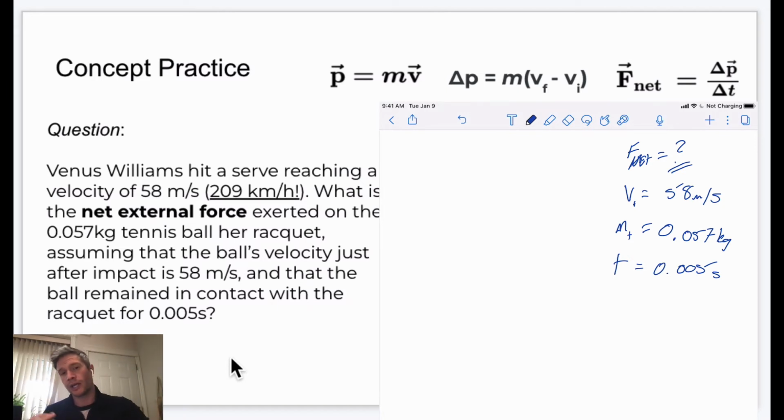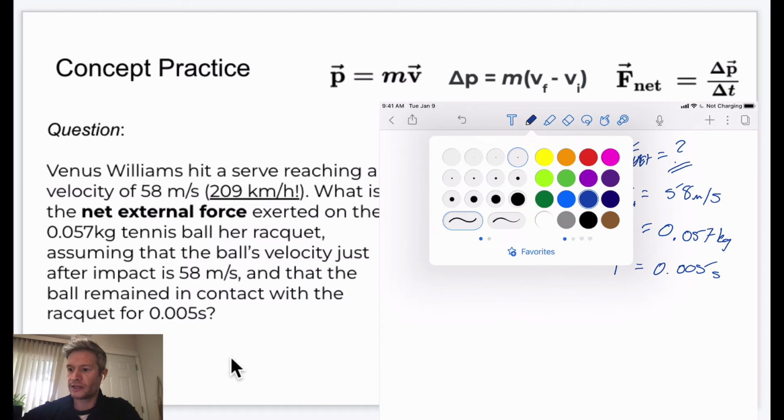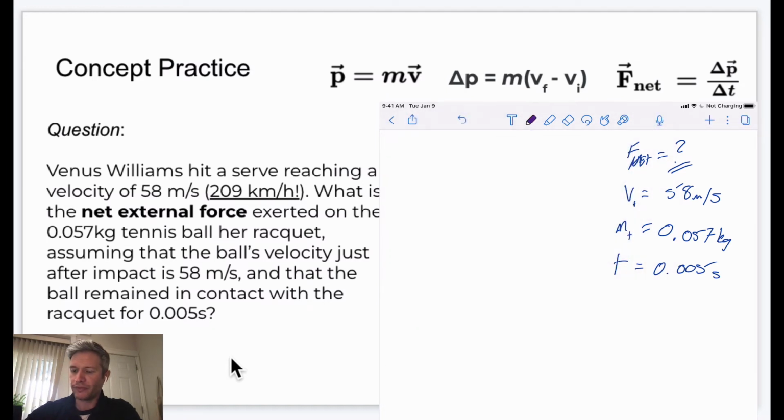Now we can start looking at our equations and seeing how we can figure this out, okay? Well, if we look at the Fnet equation provided to us, now let's go purple. So Fnet, we see that that's equal to the change in momentum over time. We realize that we don't really know the change of momentum of this yet. Okay, so we need to go back and figure that out.